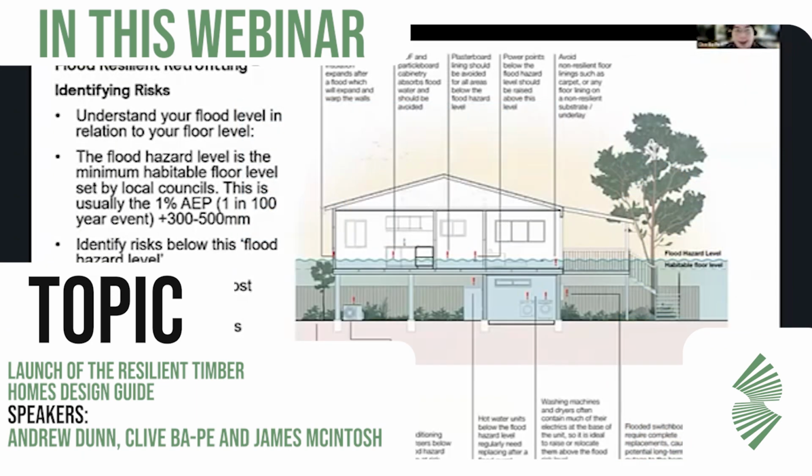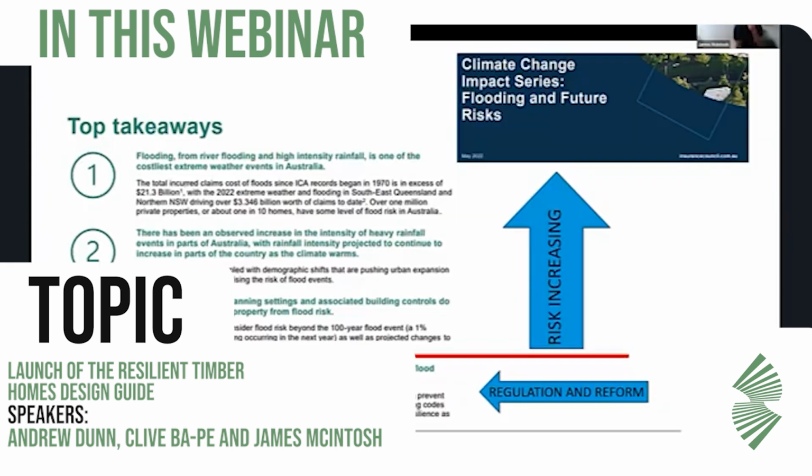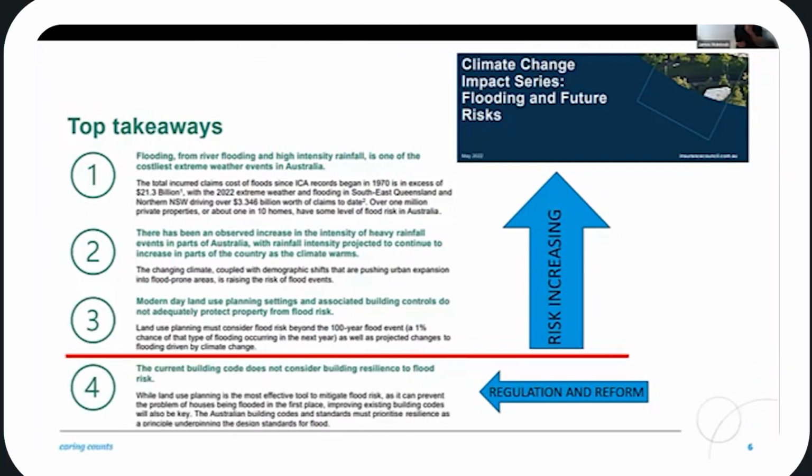So the main things to look at are your flood hazard level, which councils usually define as the 1 in 100 year event. Number two, there has been an observed increase in the intensity of heavy rainfall events in parts of Australia, with rainfall intensity projected to continue.